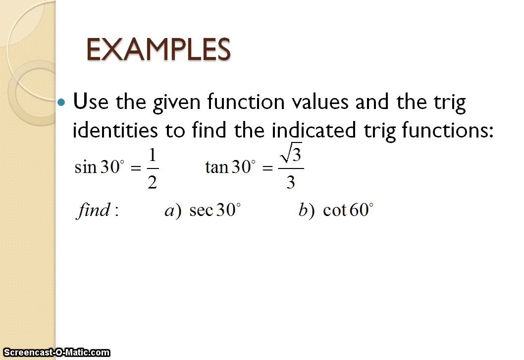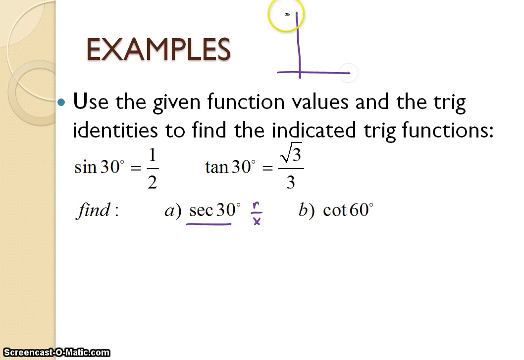It says use the given function values and the trig identity to find the indicated trig functions. So I know that sine of 30 is 1/2 and tangent of 30 is root 3 over 3, and those are both on the unit circle. Okay, so what we can do is we can look at the unit circle. So if we want to find secant of 30, we know that on the unit circle, secant of 30 is your r over x, and then when we want to find cotangent, cotangent is x over y. So we can use those things. And we're looking at, for now, 30 degrees.